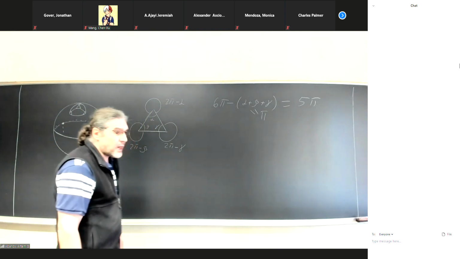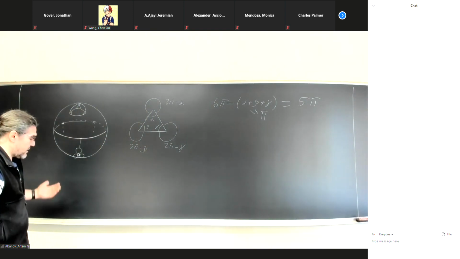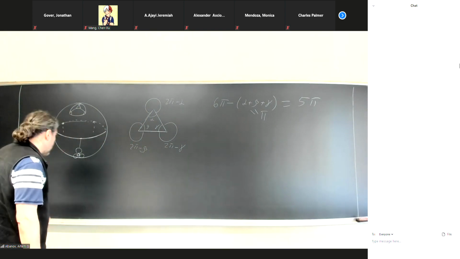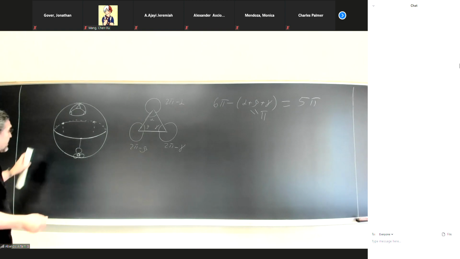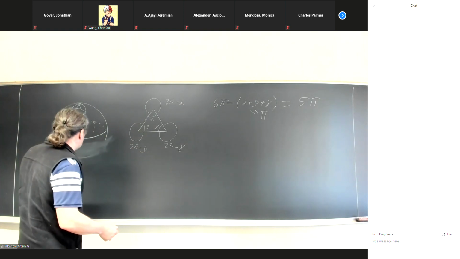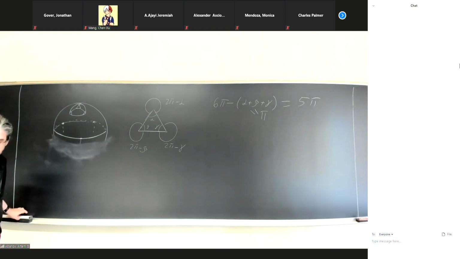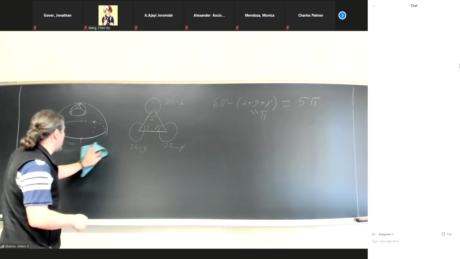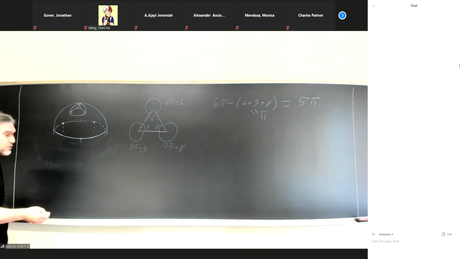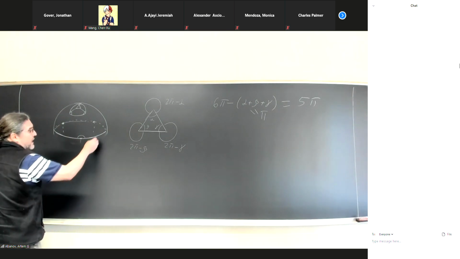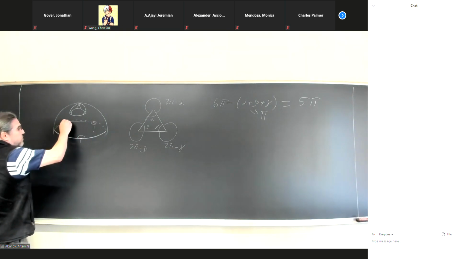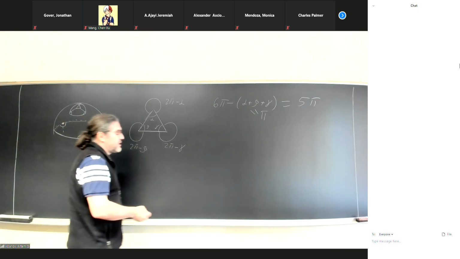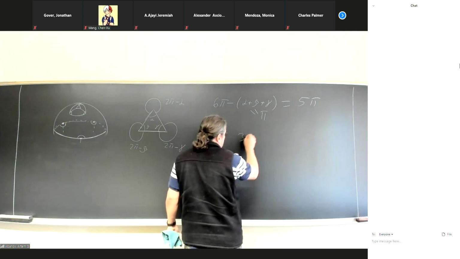Right. Now, if you have a hemisphere, then of course you do exactly the same thing, but the largest that you can do is you need to stop on the equator. And when you stop on the equator, this is pi, and this is pi. So for this hemisphere, the answer is 3 pi.